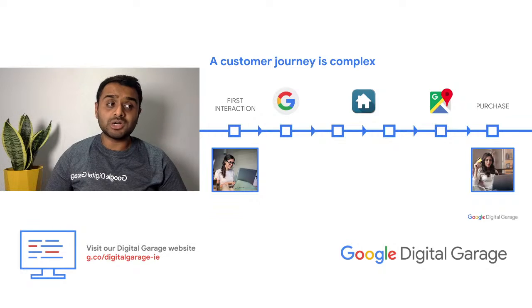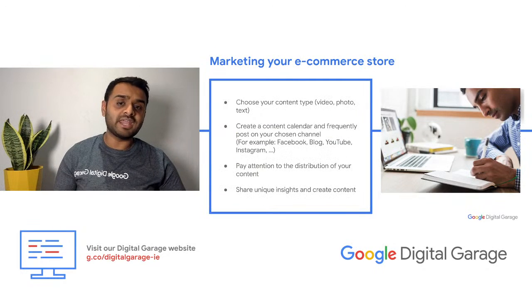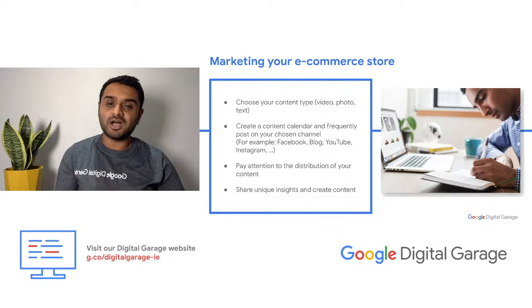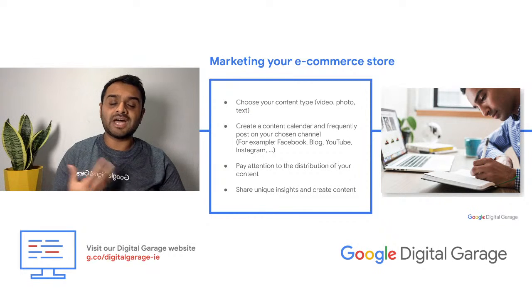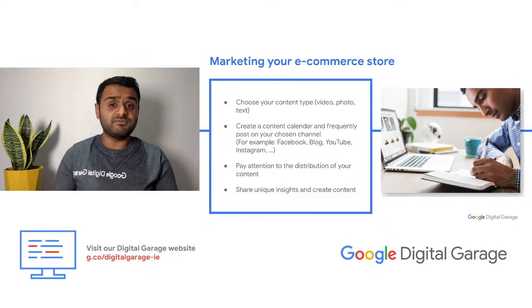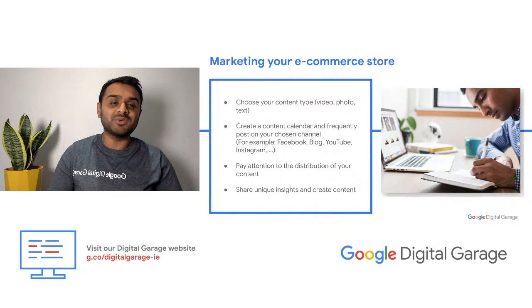So in terms of marketing your e-commerce store, we want to make sure we've got content out there. So we're trying to entice these customers to visit us. There's various types of content you can create: videos, photos, text. It could be a combination of all three of these. And you want to post this content out on a regular basis, especially if you're using social media channels, because I'm sure you're all aware, social media, there's a lot of noise going on. So you have to post often and frequently in order to capture people's attention. Otherwise, you might get lost in the noise.